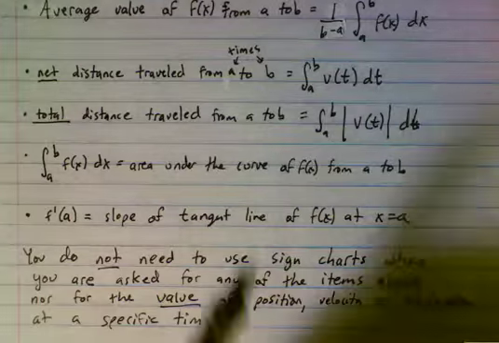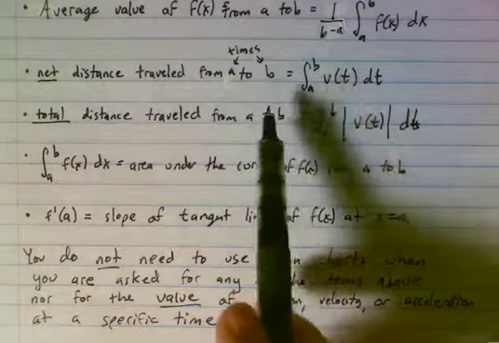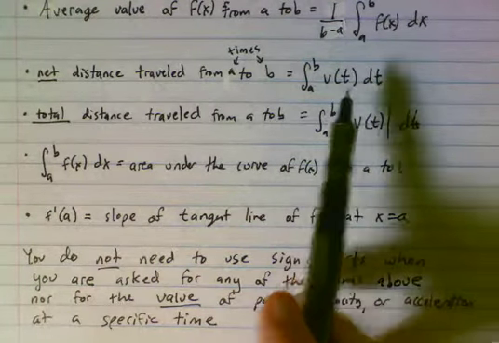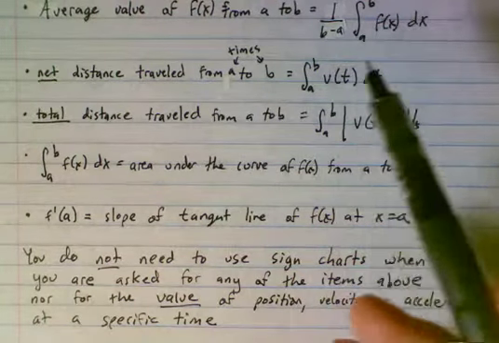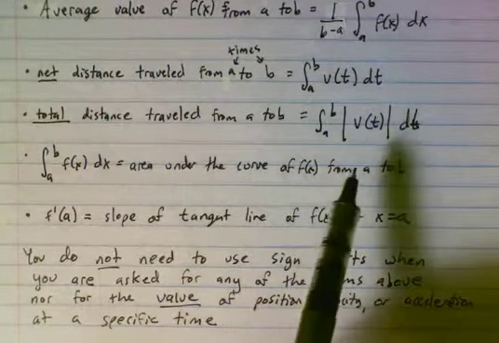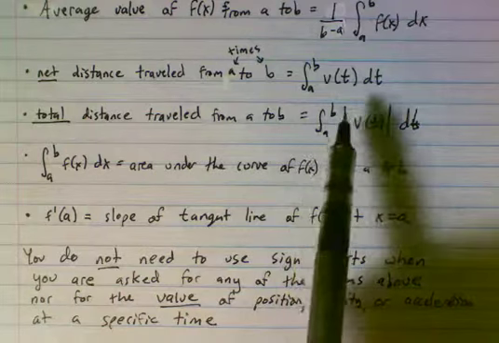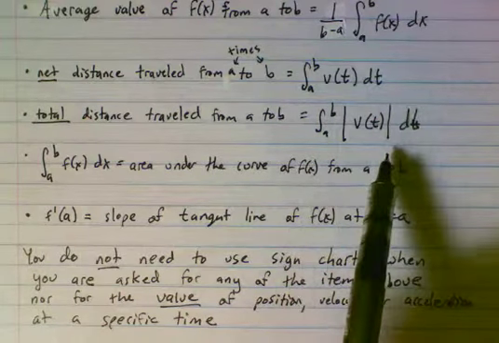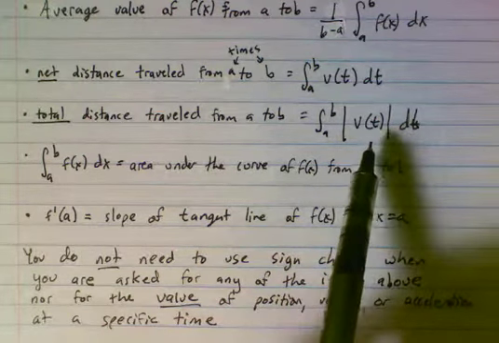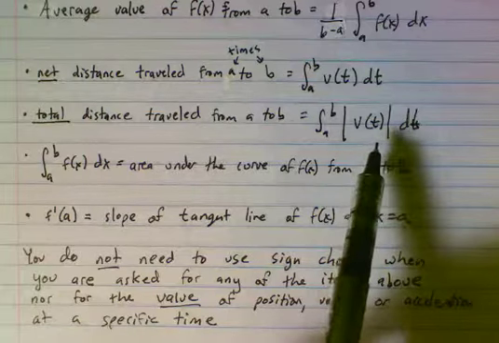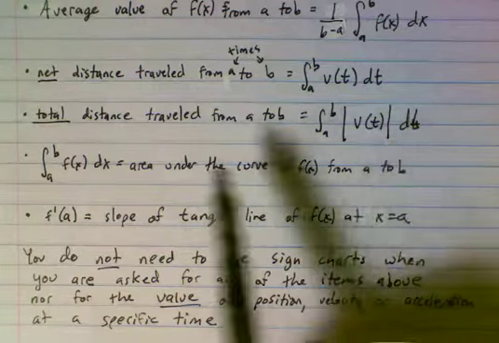So the net distance traveled is just the integral from A to B of velocity. It's basically saying what was the ending position minus the starting position. Whereas the total distance traveled is the integral of the absolute value of the velocity. Saying that we don't care which direction the dragon was headed, it's just how far did it travel overall.